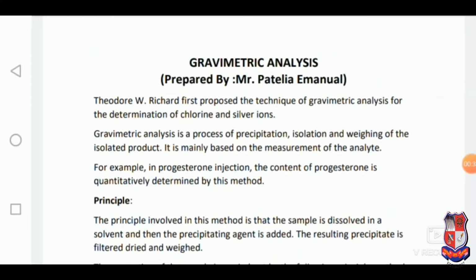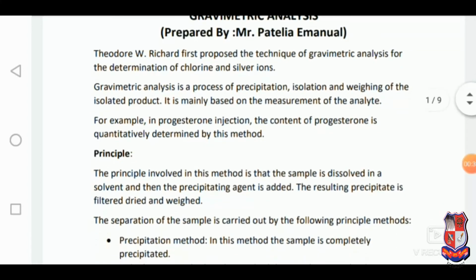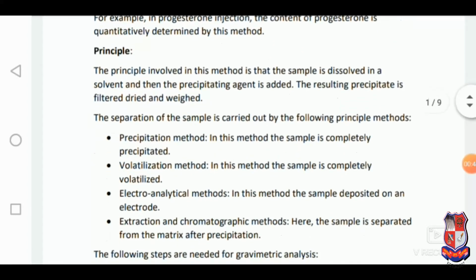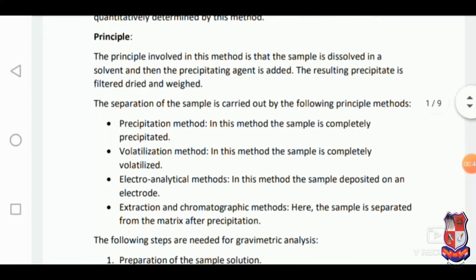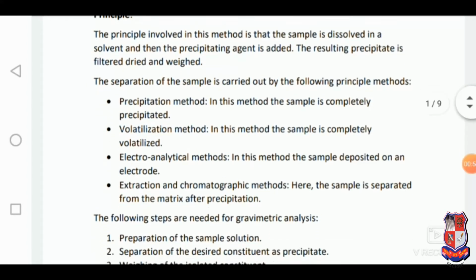analysis in which the isolation, weighing, and drying of the precipitate take place. For example, in progesterone injection, the content of progesterone is quantitatively determined by this method. In the principle, we can see the 4 bullet points in which the precipitation method is widely used and applicable for the various compounds to analyze by gravimetric analysis.